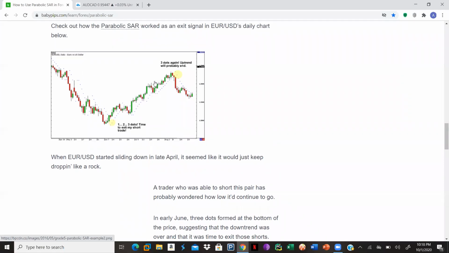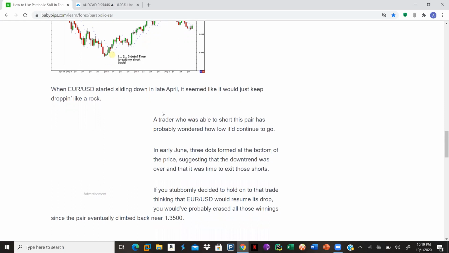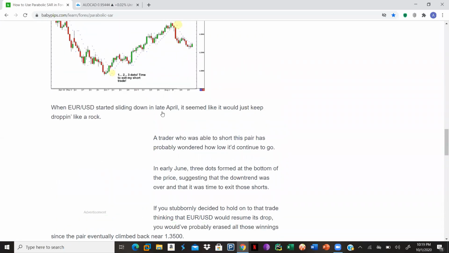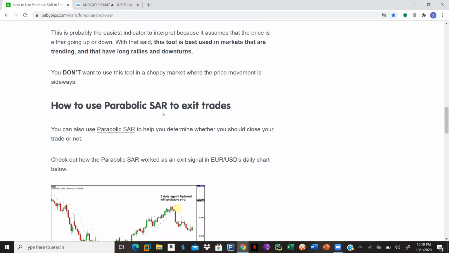You just bring down the SAR indicator, and you don't put in any input. You just increase the thickness, change the color to one that's favorable to you, and then you can use it on any time frame that you want. So that was all about the parabolic SAR and the simple SAR strategy, and how you can use it with a couple of indicators to have fuller confirmation on the trade. So we've understood everything about the parabolic SAR.